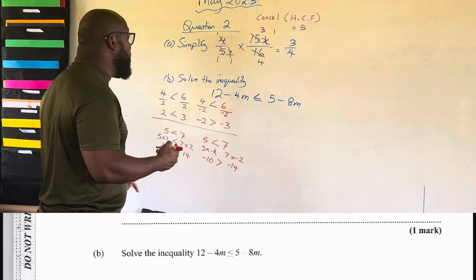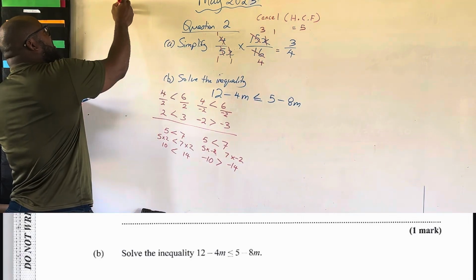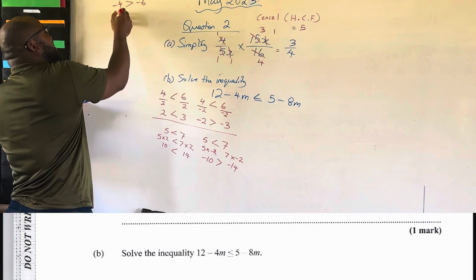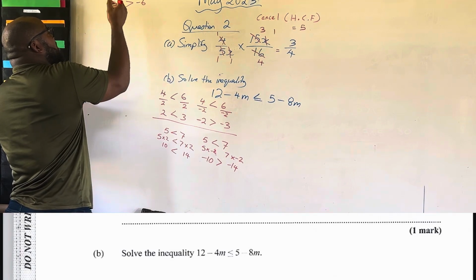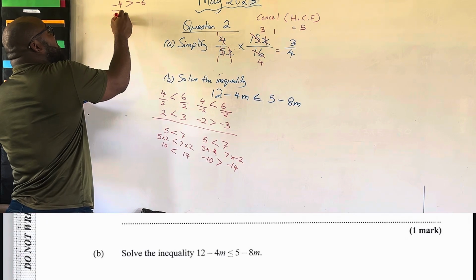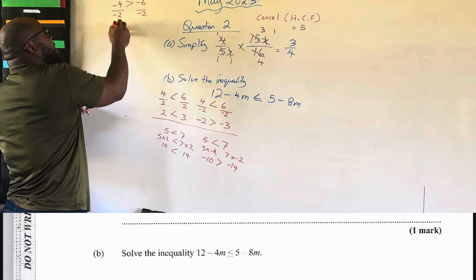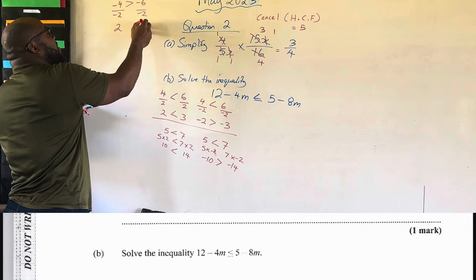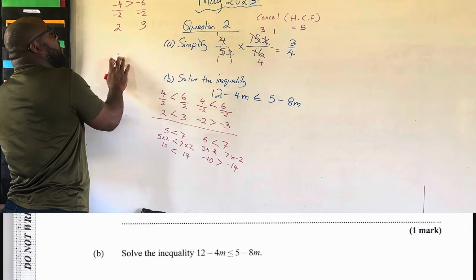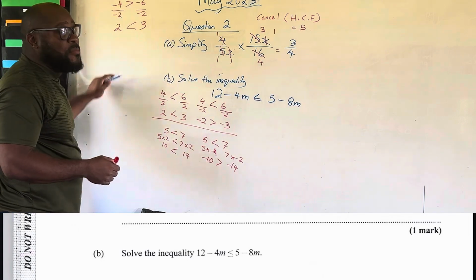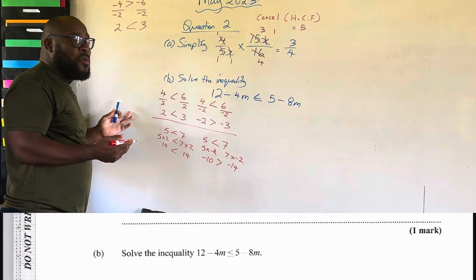I can even give you one with a negative on top. Negative 4, negative 6. Negative 4 is bigger than negative 6. If I divide by the same negative 2, what's going to happen? It's going to give me what? Positive 2, and what? Which is bigger? You realize that? The sign changed. Right?